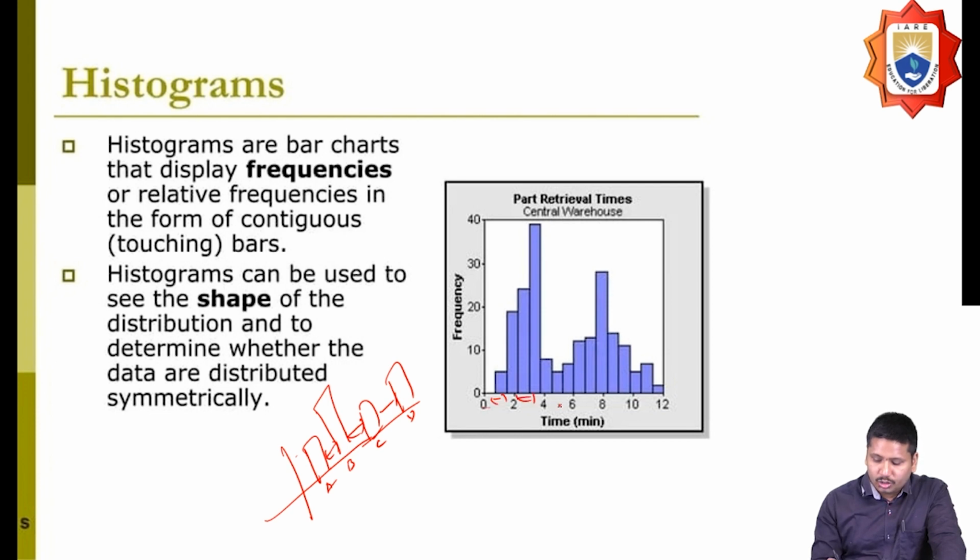Intervals means 0 to 2, 2 to 4, 4 to 6, 6 to 8. So here intervals are maintained. Those are the differences between the bar chart and histogram. Mainly, the histogram shows the frequencies or relative frequencies of continuous data. Histograms are also used to see the shape of the distribution and determine whether the data is distributed symmetrically or not.